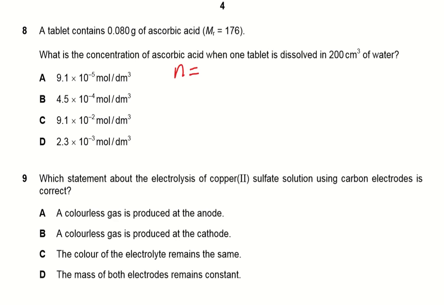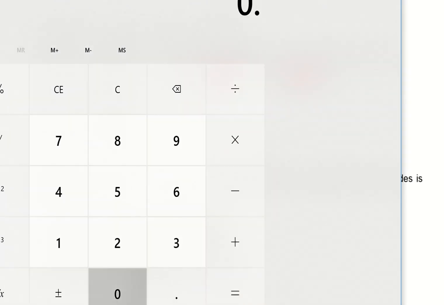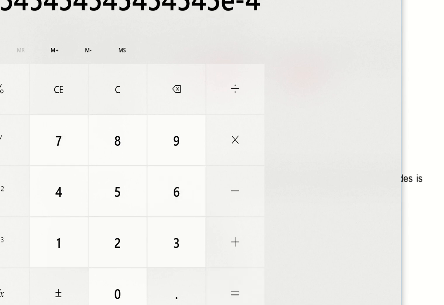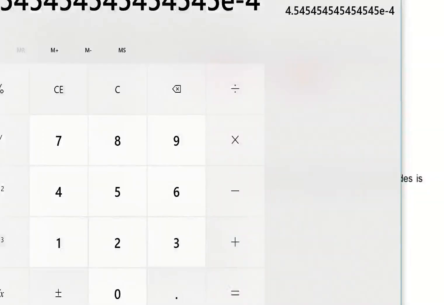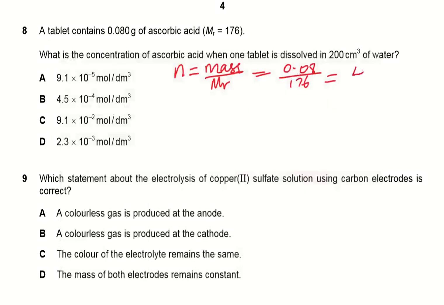Number of moles is equal to mass given in grams over relative molecular mass. So in this case, you have 0.08 over 176. 0.08 divided by 176 should give us 4.54.